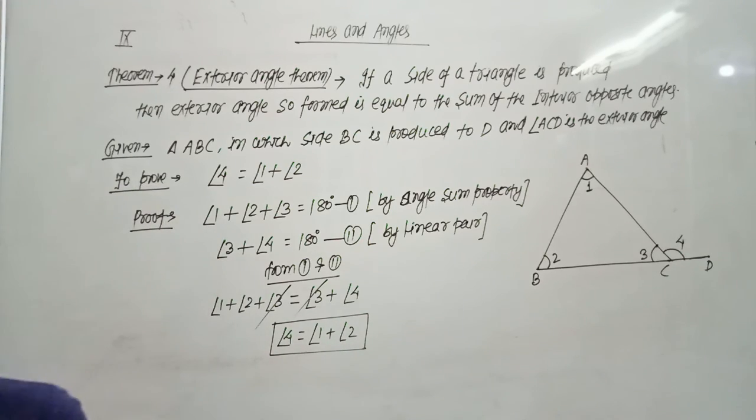So this was the theorem: when the side of a triangle is produced, then the exterior angle is equal to the sum of the interior opposite angles.